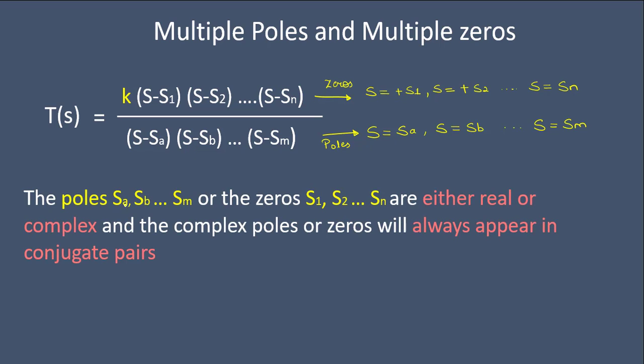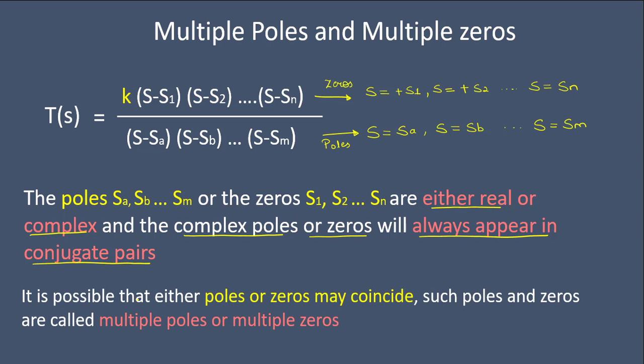Now, the poles sa, sb till sm or the zeros s1, s2 till sn are either real or complex. And the complex poles or zeros will always appear in conjugate pairs. So this simply means the poles or the zeros can be either real or complex. And if there are complex poles or complex zeros, they will always appear in conjugate pairs. Now we will discuss what we mean by this conjugate pair. Also, it is possible that either poles or zeros may coincide.